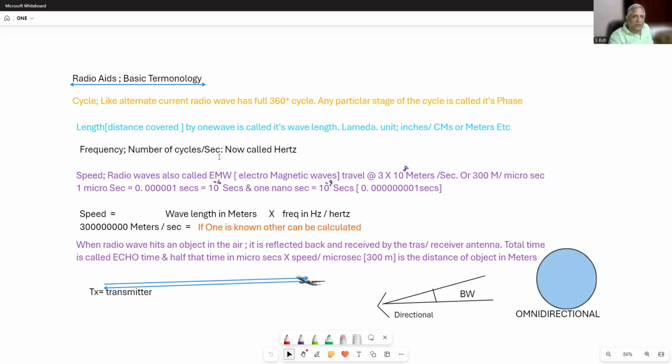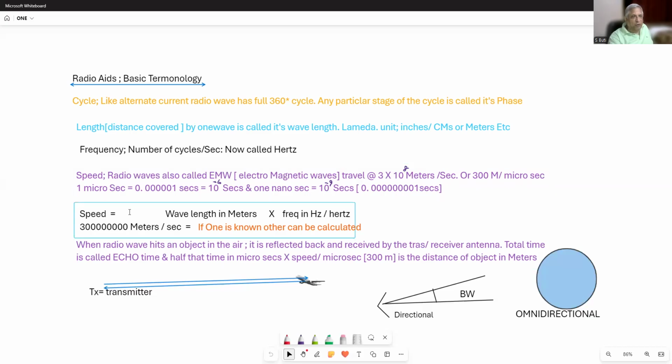Since the radio wave speed is very high, all numericals in radio aids will be done with these units. And 300 meters is roughly 1/6 of a nautical mile. 985 feet to be precise.